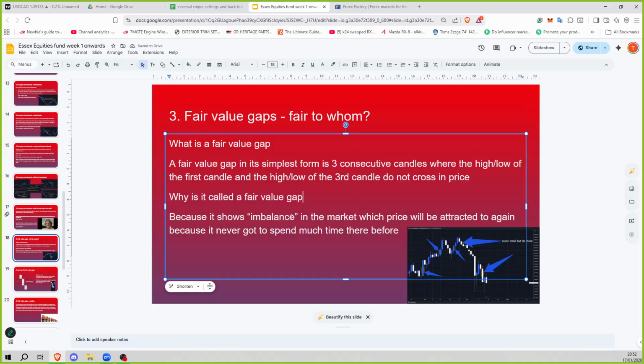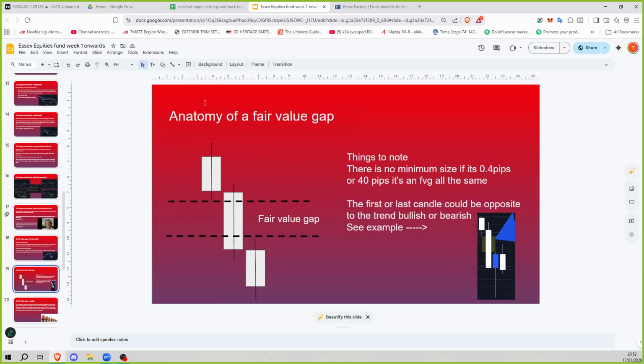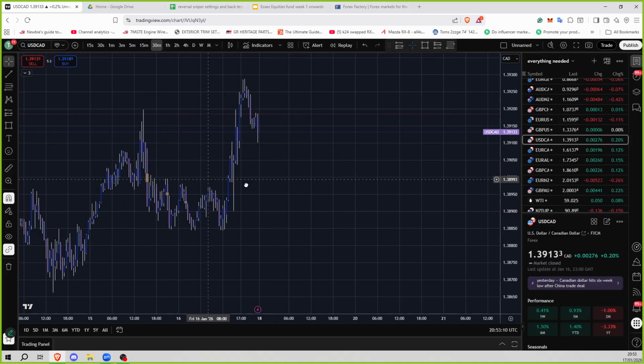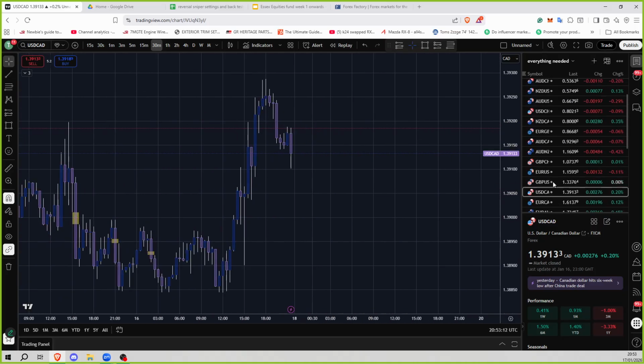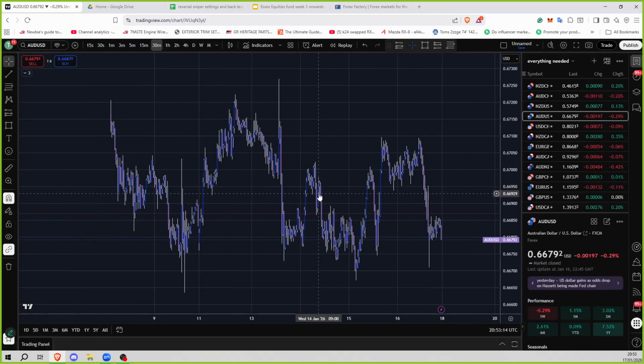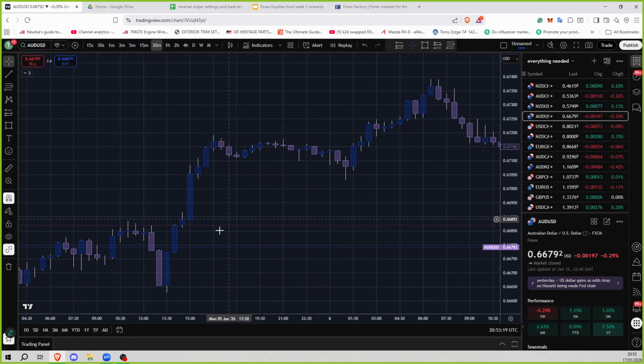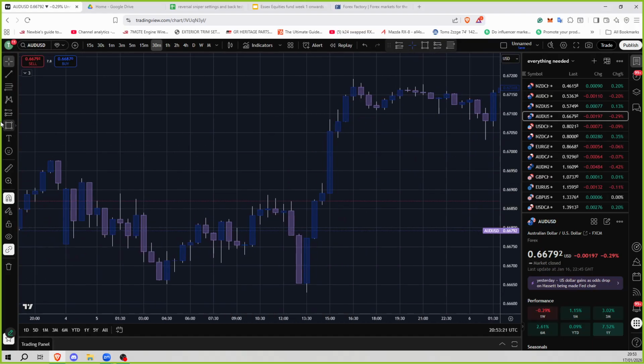You can see enough. This again, anatomy. There's a wick, there's a wick, there's a gap between the two. Pretty simple to spot. In fact, we'll go and grab a bunch of them. Let's pick something like that one. Now this is a pair with a lot of liquidity, which means you'll probably find less of them, but we will do our best to find them.